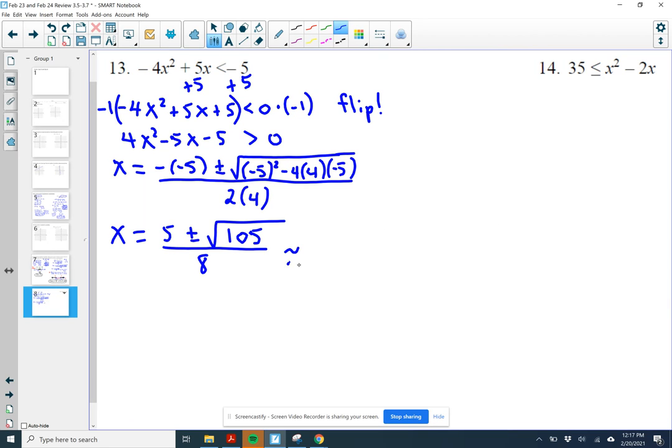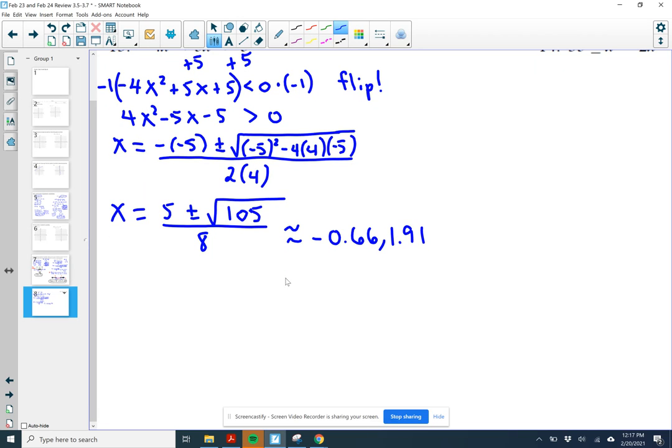We're going to get decimal approximations for these. 105 is not a perfect square. We get -0.66. We're still rounding to hundredths. And the other one we get 1.91. All right, I'm going to draw my number line. Oh, actually, I'm going to write down my function that I'm working with. F of x equals, we're looking at 4x squared minus 5x minus 5. That's the quadratic that we're looking at.